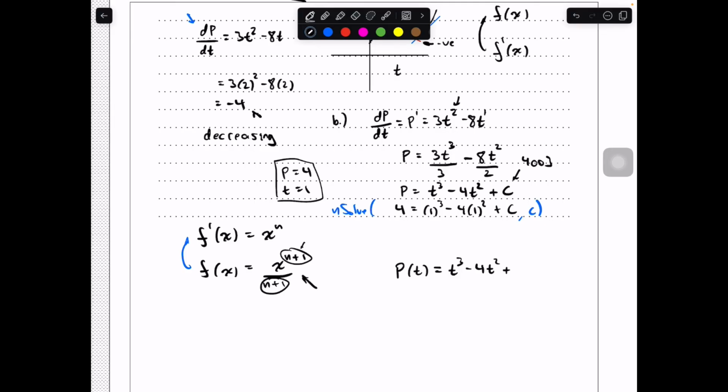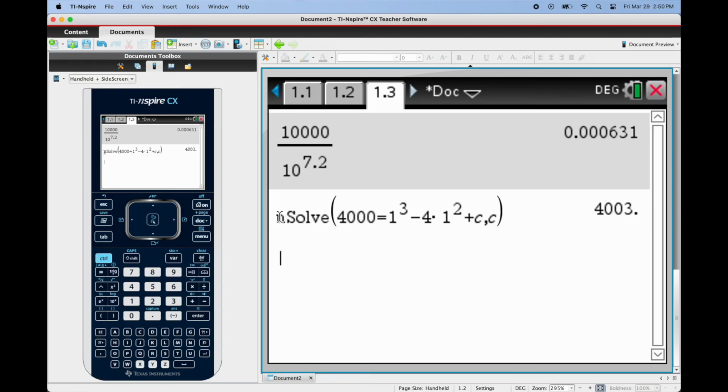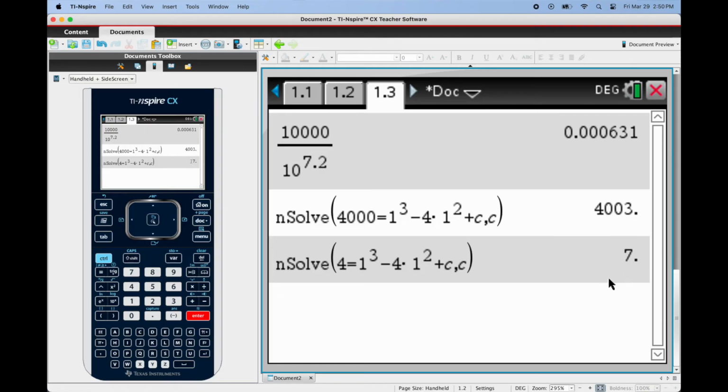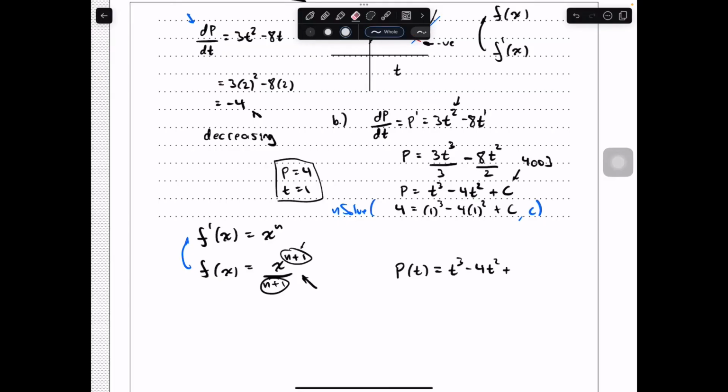Here P is equal to 4, so that's our 4,000. And now we can find C. Going back to the document, I'm just going to copy this and change it. And then we have a value of 7. Okay, so let's go back to the document itself. C is equal to 7. And in this case, there it is.